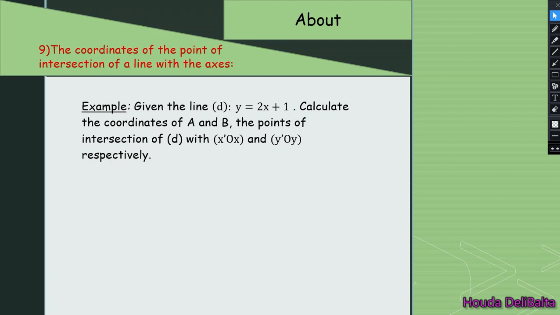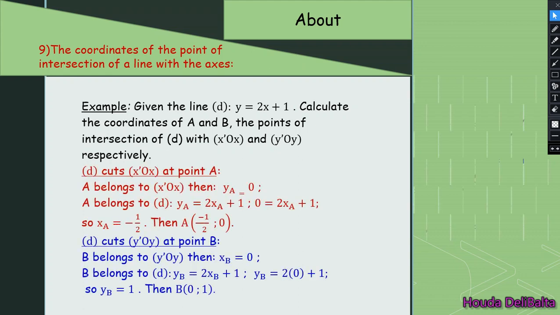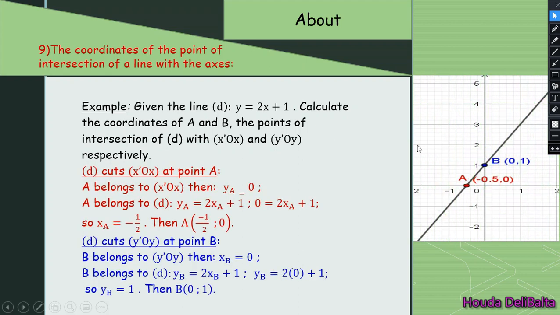How can we do that? We must use the help of the figure. Here is the figure. Here is the line intersecting the x-axis at the point A and intersecting the y-axis at the point B. What does the intersection between a line and the x-axis mean? D cuts x prime Ox at a point A means that A belongs to the x-axis. What does a point belonging to the x-axis mean?